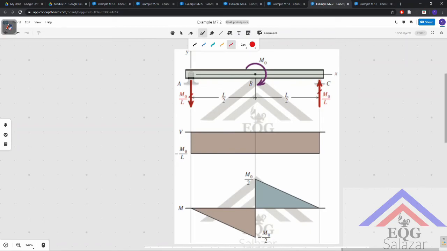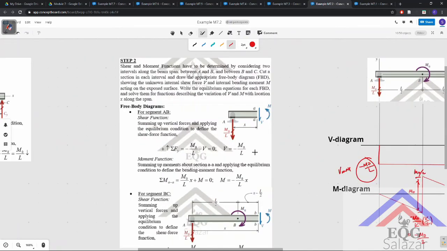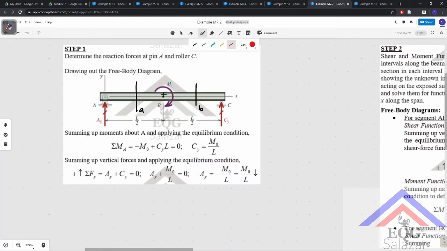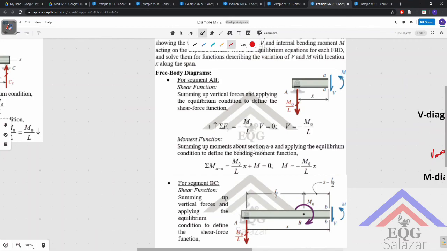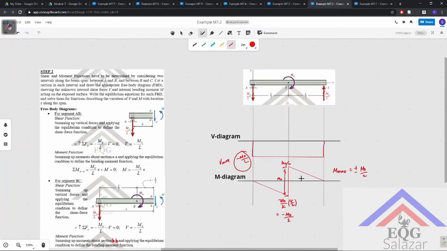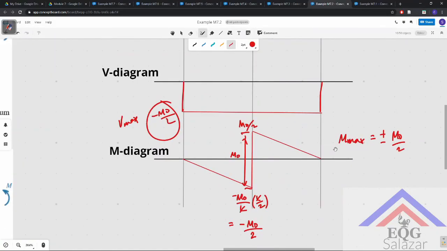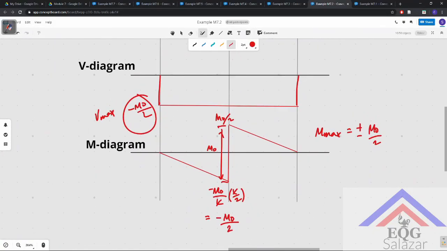In the next video, we'll be talking about a graphical method for drawing out the shear and moment diagram. Because imagine if there is more than one concentrated moment along the beam, then that would warrant a number of different cutting planes, which would warrant a number of different shear functions and moment functions. So to make the process easier, we'll be talking about a graphical method in the next video.